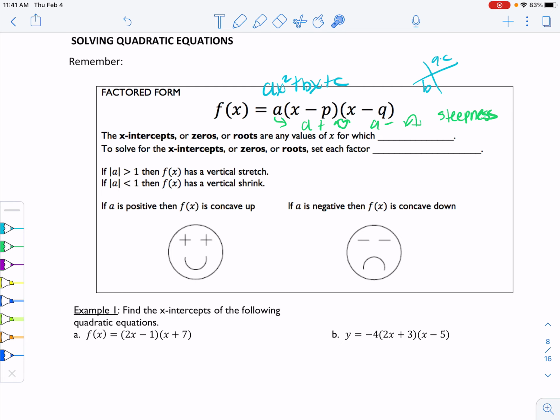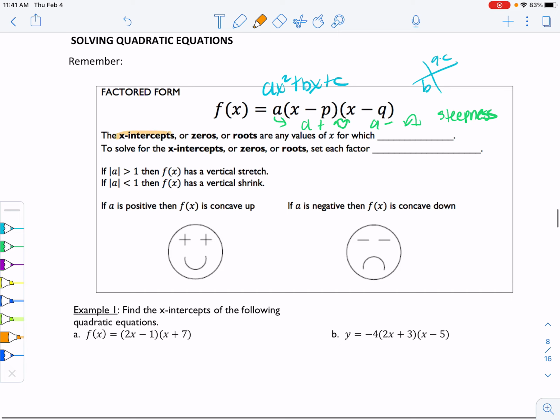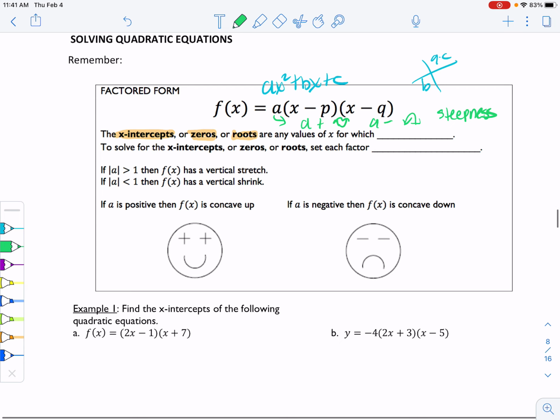Okay? So we have several words for x-intercepts, and we use them relatively interchangeably. So we can use x-intercepts, zeros or roots, are any values of x for which f of x equals 0 or y equals 0. Remember, f of x is really y, so these two mean the same thing. Okay? So to solve for our x-intercepts, you set each factor equal to 0 and solve. Okay. Oh, look, it has that information down there.